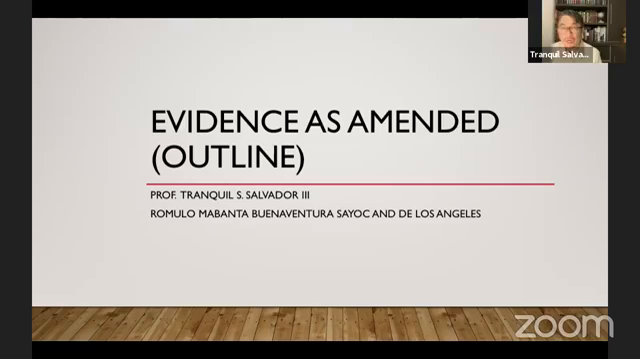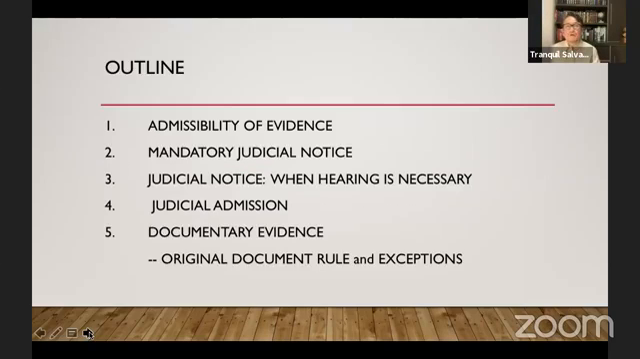Now, in order to save time, let me start with Rule 128. I always tell my students that this provision, Section 3 of Rule 128, is to me the heart of evidence because it speaks of admissibility.